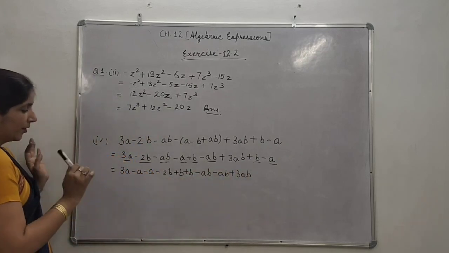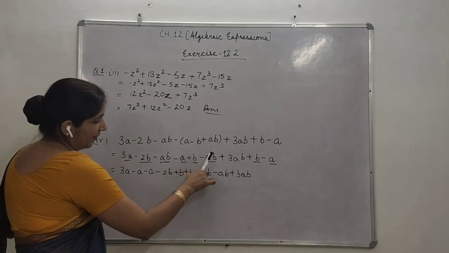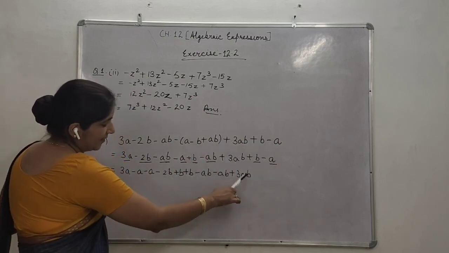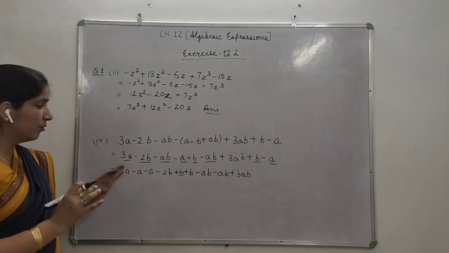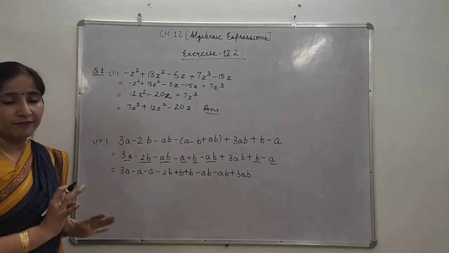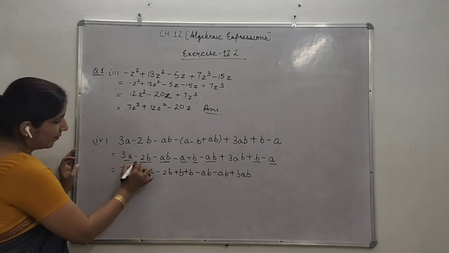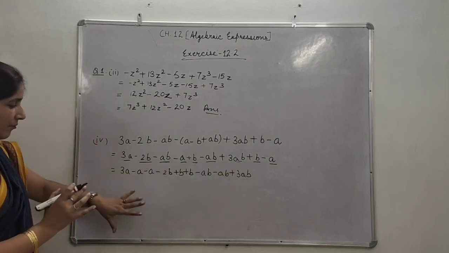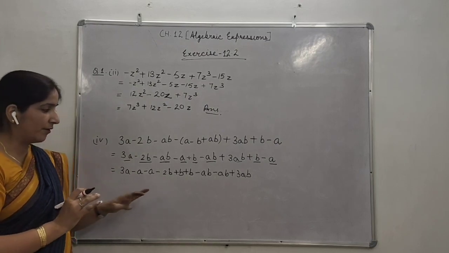So all. You can even count 1, 2, 3, 4, 5, 6, 7, 8, 9. This will help you that you can count that you have written all the terms or not. And why am I putting underline? Because we can remember that we have taken these terms already in writing this.